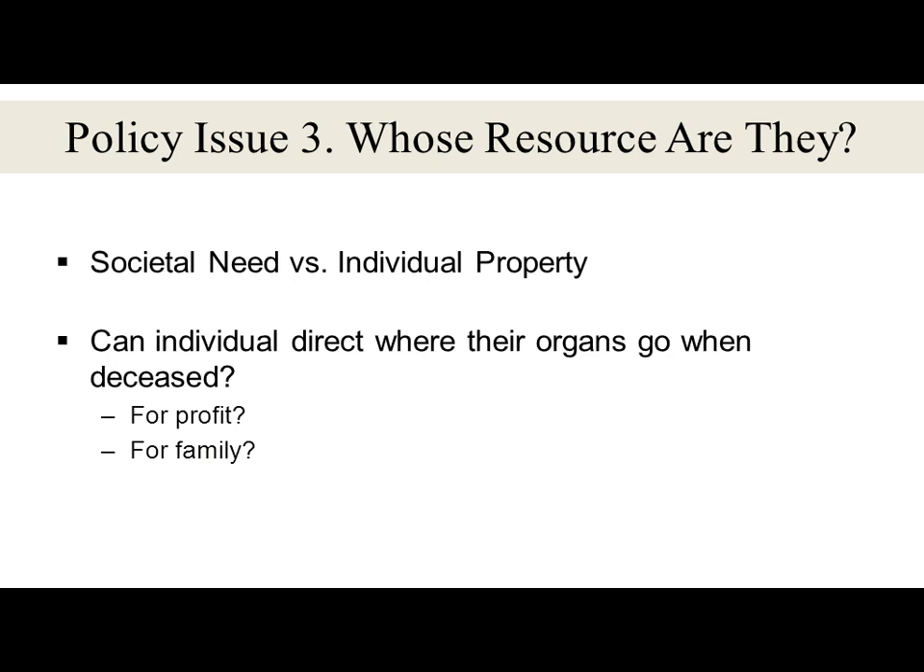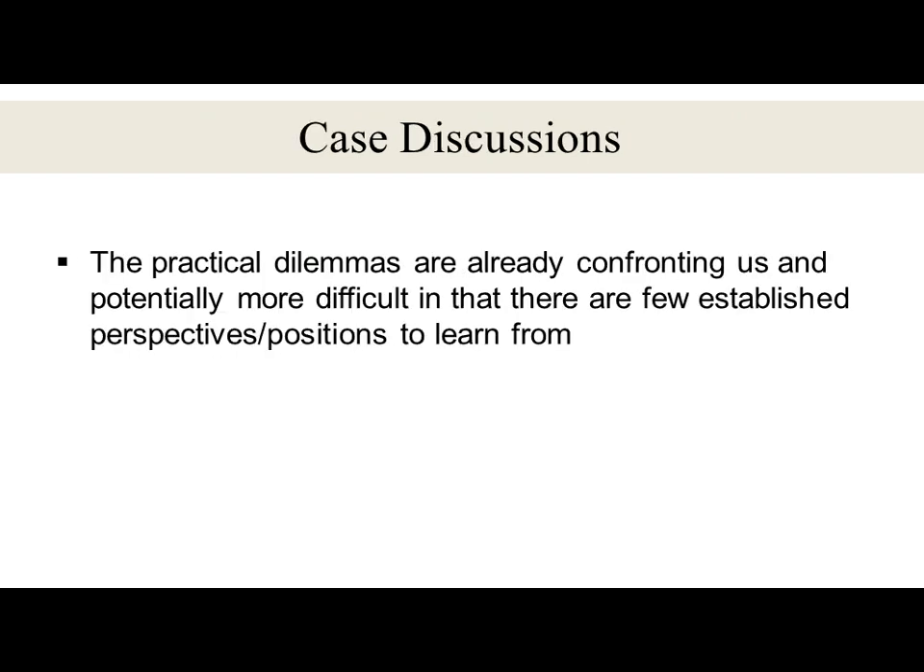Is it a societal need where the resources belong to everyone, to the greatest need? Or is it an individual property issue? How far do we take ownership of the body? Can an individual direct where their organs go when they're deceased, either for profit, or, as I've even heard in the last year, we had a scenario, and maybe this will ring bells for some of you, where a patient who wanted to be a donor recognized that they had a family member who was in need of an organ and wanted to direct a deceased organ to a family member. Ethically, should that be appropriate? Legally, we know the system is not set up for that.